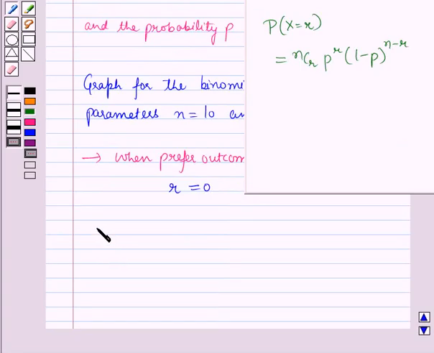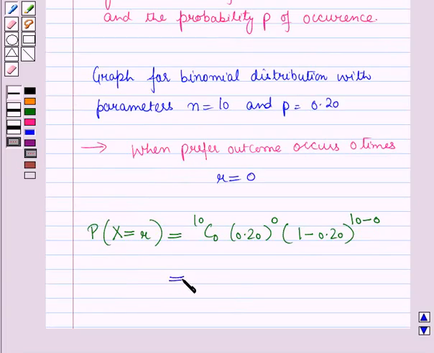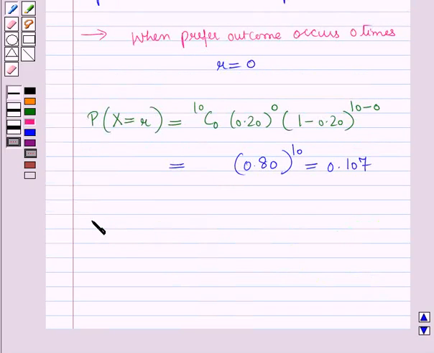Then in this case the probability P of a random variable X which is equal to r is equal to nCr, that is 10C0, into p raised to power r, that is 0.20 raised to power 0, into (1 minus p) whole raised to power n minus r, that is (1 minus 0.20) whole raised to power 10 minus 0. Now on solving, 10C0 will be 1, 0.20 raised to power 0 is also 1, and 1 minus 0.20, that is 0.80, whole raised to power 10 is equal to 0.107.